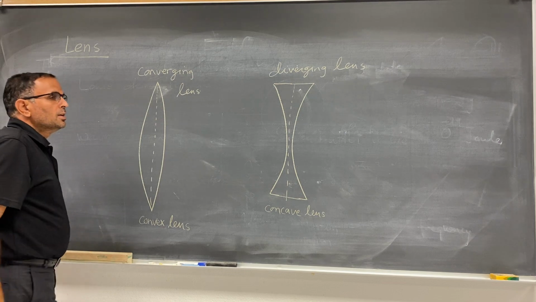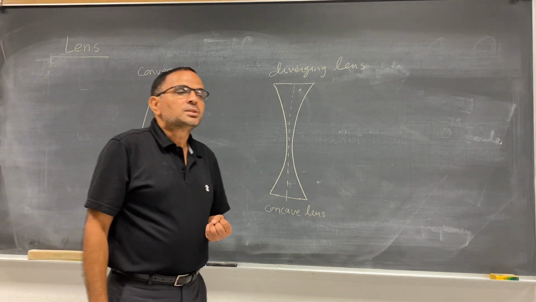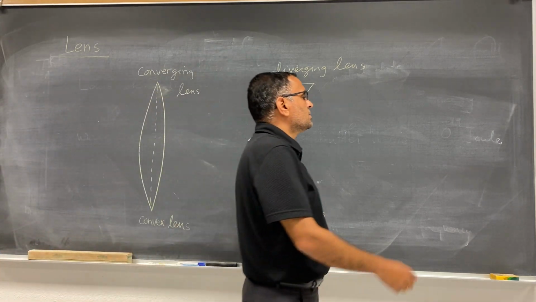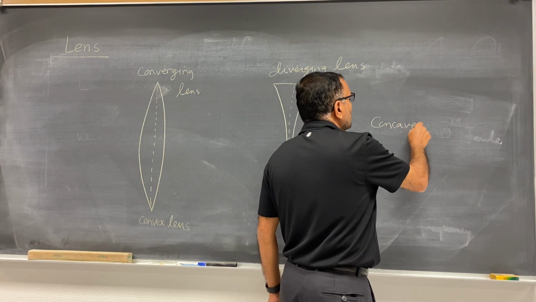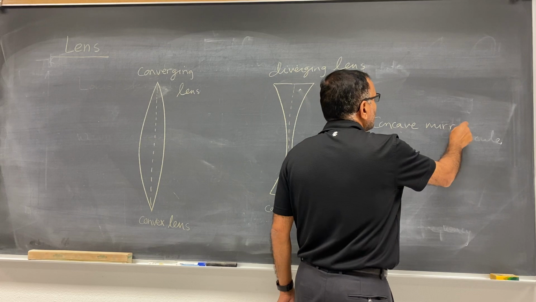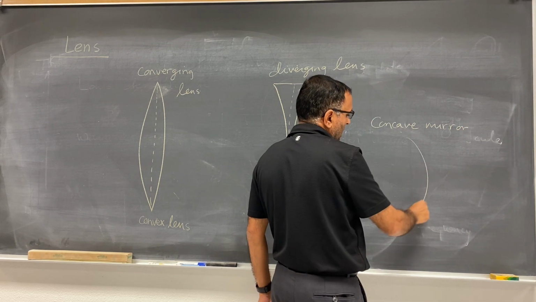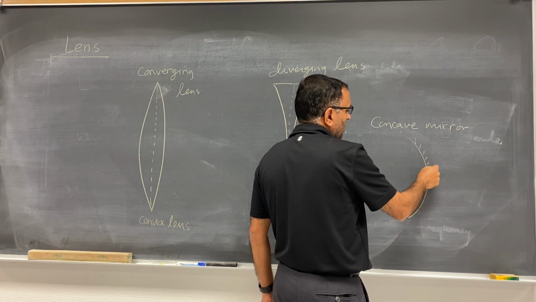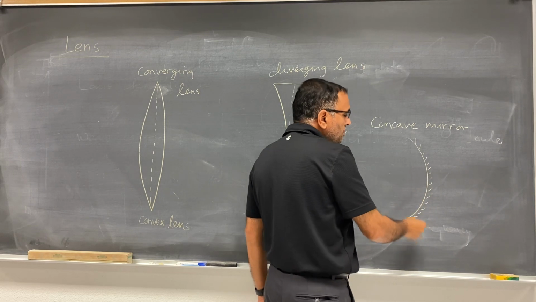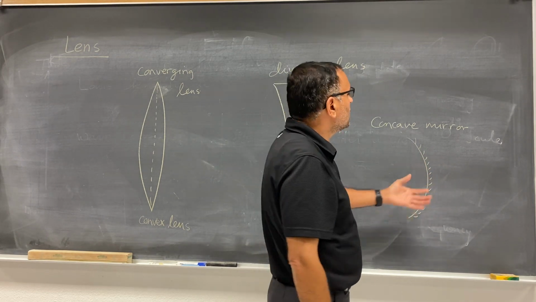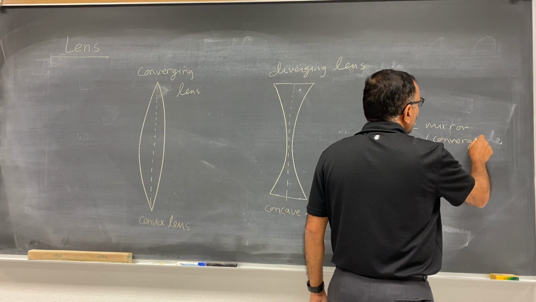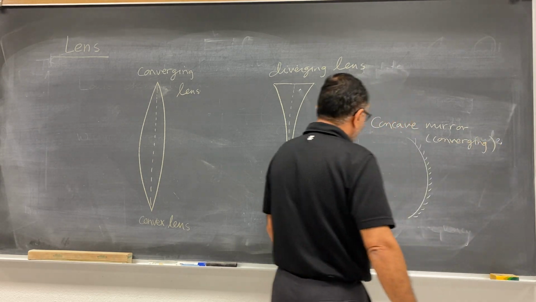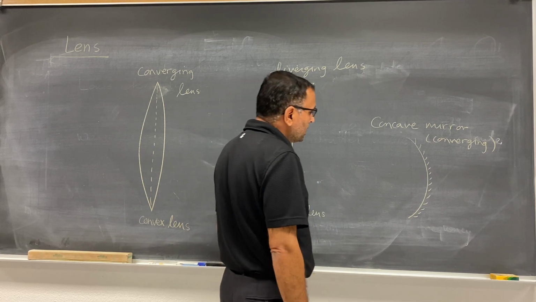Converging lens. Like we talked about the spherical mirror, there are two types of spherical mirror. One is concave mirror. Concave mirror is something like this, and concave mirror is a converging mirror. Another one is the convex mirror.